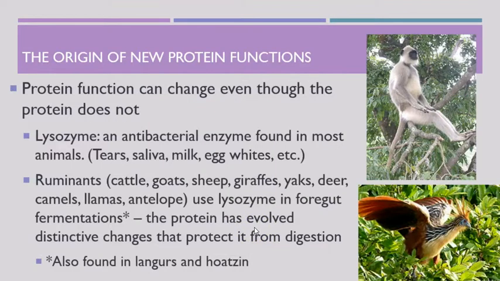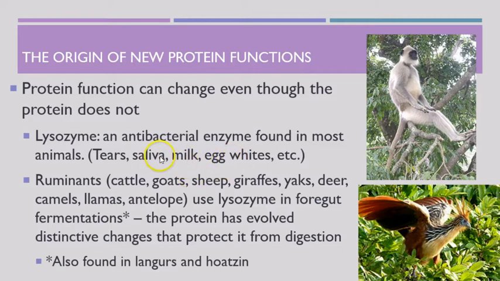Now, proteins, their function can change even though the overall protein doesn't. Maybe something about it changes a little bit. And here's a really good example. Lysozyme is a very common antibacterial enzyme, and it's found in most animals. It's in the cell, and it does all kinds of things. It breaks down bacterial cell walls. Actually it breaks down lots of things, so it'll break down various parts of the cell. It hangs out in the lysosomes. It'll break down bacterial walls, things like that. You also find it in tears, saliva, milk, egg whites.